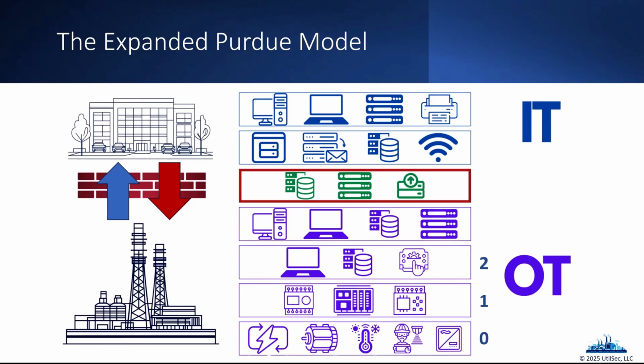Level 2 is also where we see systems like the data historian, which is kind of the middle icon here. A data historian is typically just a Windows server running Microsoft SQL Server. So it's just a database server that's collecting data from all those sensors and all those control systems that tell us how the plant or the OT environment is operating. How is that physical process running?